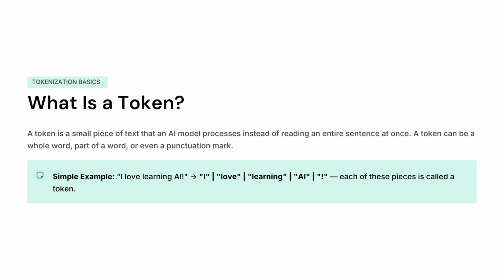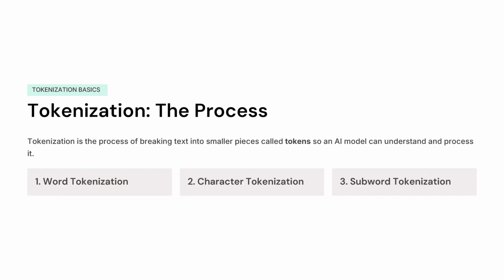You can also have character-based tokenization, where each character would be a token, or subword tokenization, where you break a larger word into smaller chunks, like "learning" can be broken into "learn" plus "ing". Each of these pieces, as we can see in the example, is a token. So now, what is tokenization? Tokenization is basically the process of breaking text into smaller pieces, or tokens. There are three major techniques of tokenization: word, character, and subword tokenization. We will be looking at them one by one.